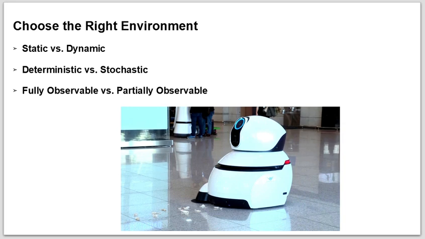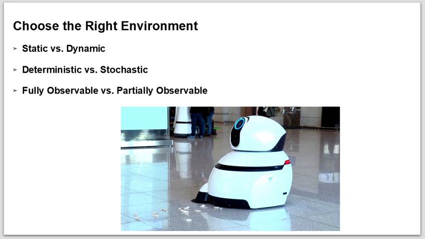Fully observable or partially observable. Does the agent have complete information about the environment or not? If it has complete information, then it's fully observable. If not, then it's partially observable. Example, the environment for the cleaning robot is a house, which is dynamic, as people and pets move around, and partially observable, as the robot may not be able to see behind obstacles.